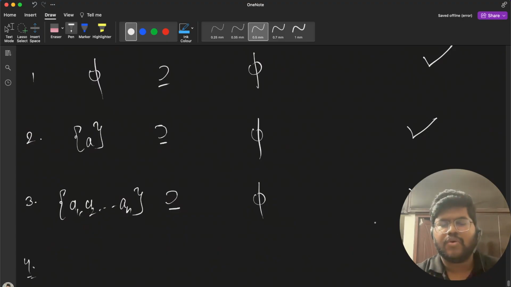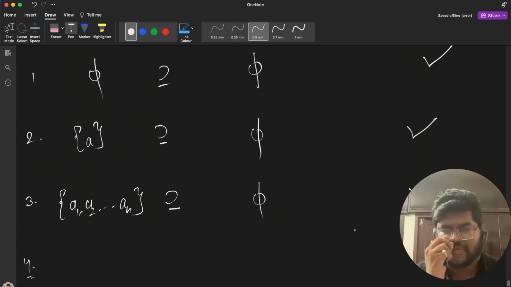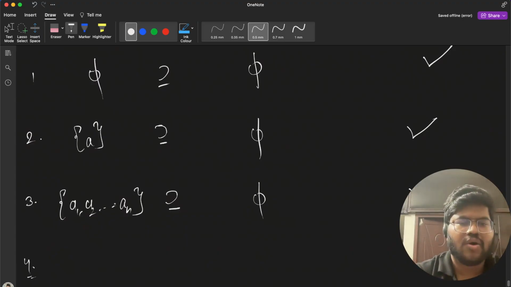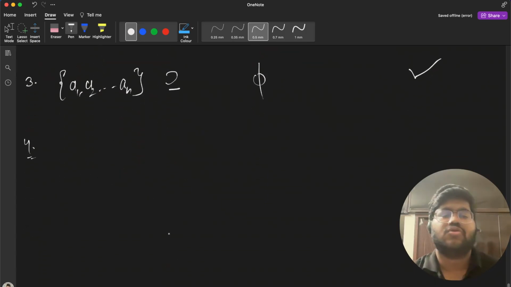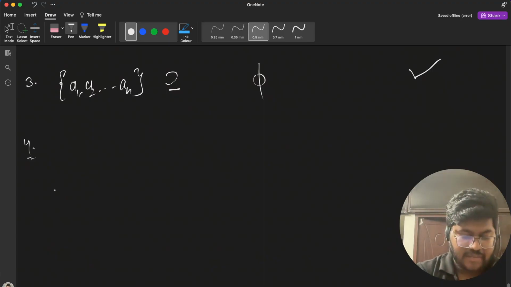And recall, if we go by the definition of the closed set as well, then we came to know that A complement is open, and again A complement is what? Phi. So if A complement is open, then A is a closed set, so this set is a closed set, right? Phi set is a closed set.